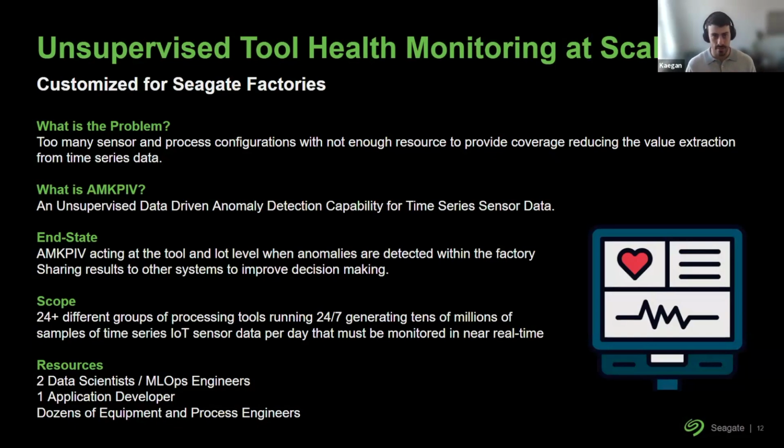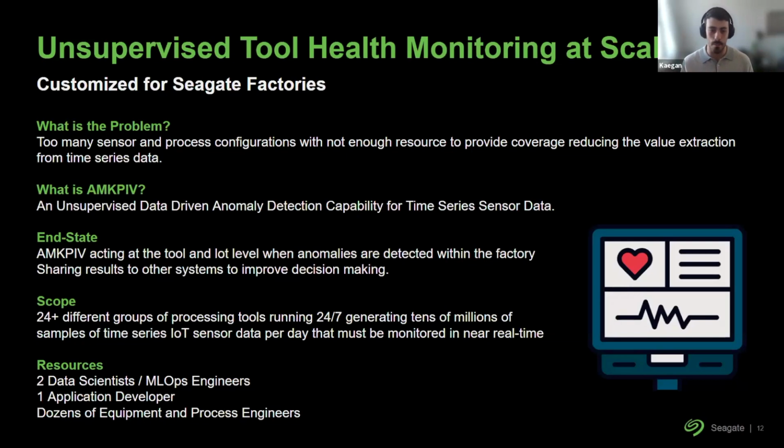And so what this is doing is this is an anomaly detection system that is set up for tool health monitoring on this KPIV kind of IoT sensor data, essentially. And so the scope, what that means practically, is there's 24 plus different groups of processing tools that are running 24/7. And those are just groups of tools, so there's many tools within them. They're running 24/7 and they're generating tens of millions of samples of IoT time series data per day that must be monitored in real time.